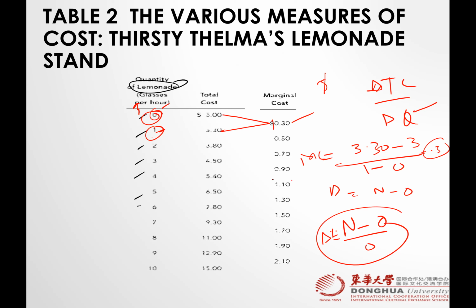And can you tell me where this 1.1 came from? 1.1 is the MC of the additional 5th unit, from 4 to 5. So let's calculate that. Total cost is 6.5 minus 5.4, divided by 5 minus 4. The answer is 1.1. Right? You understand the MC now? How to calculate that?